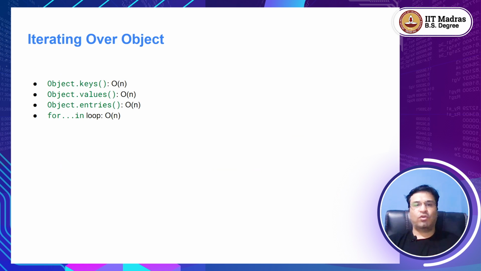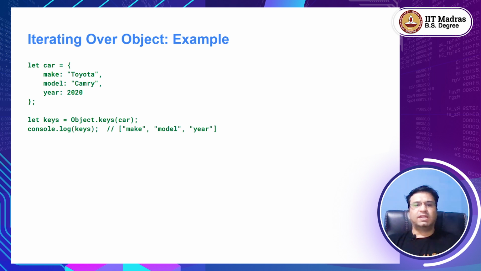Just like arrays, you will often need to iterate over the content of an object. JavaScript provides several methods for this, all of which generally involve linear time, O(n), complexity, where n is the number of properties in the object, because they must visit each property. The Object.keys method returns an array of an object's own property names. Here Object.keys(car) takes the car object and returns an array containing only its keys: make, model and year.